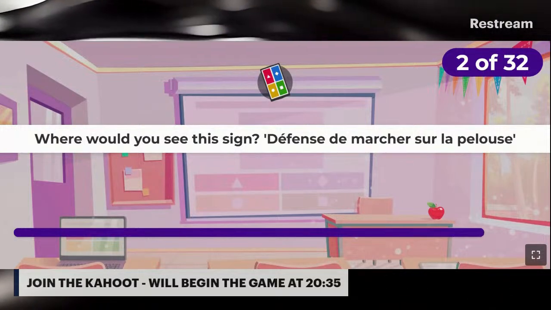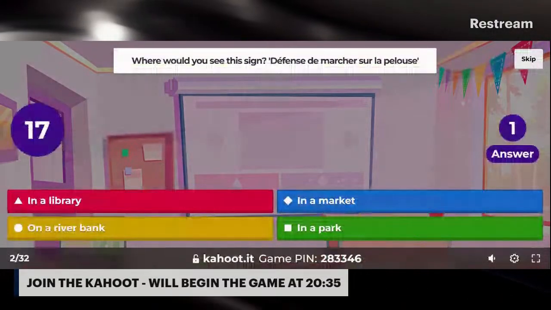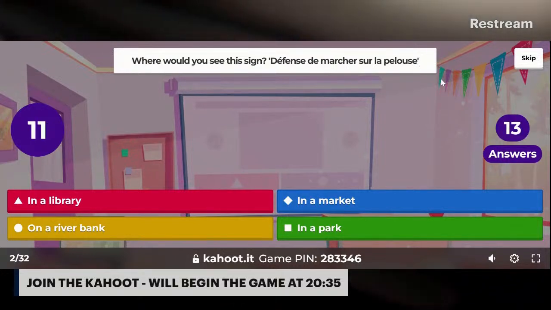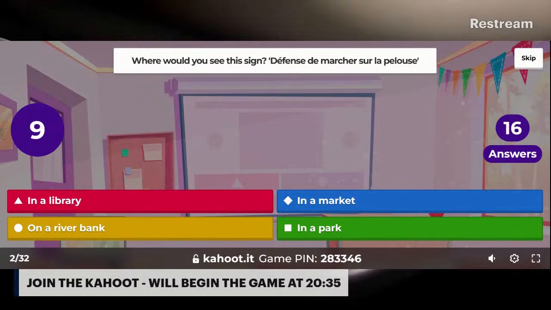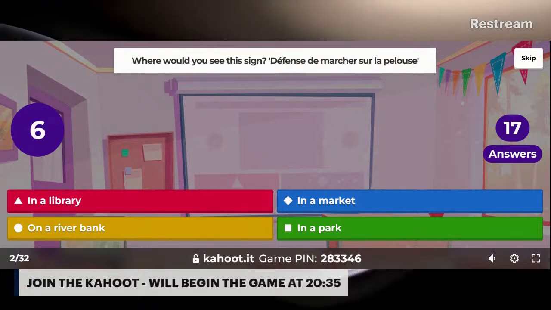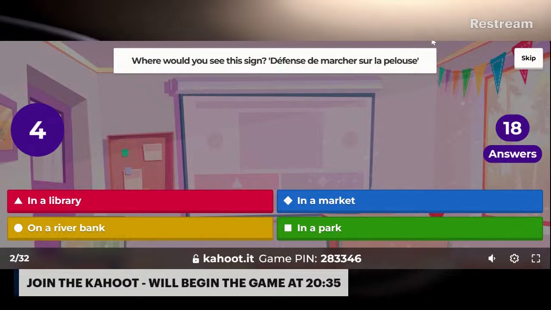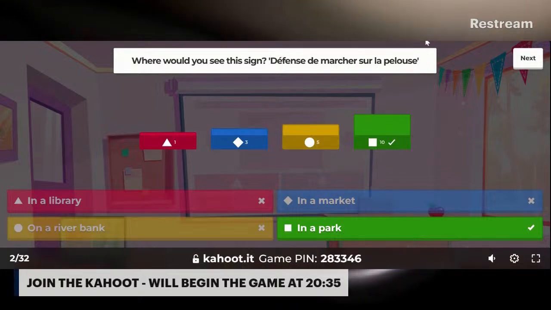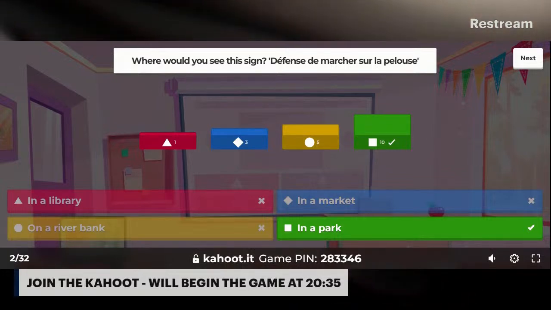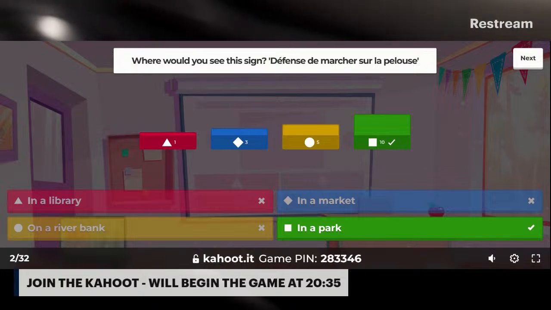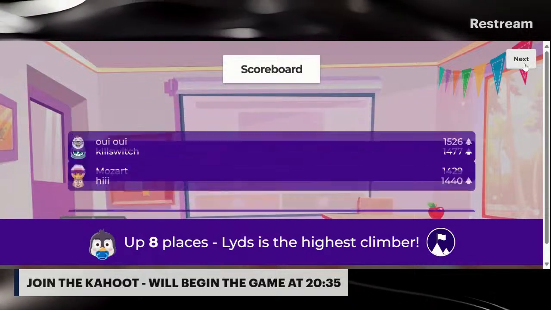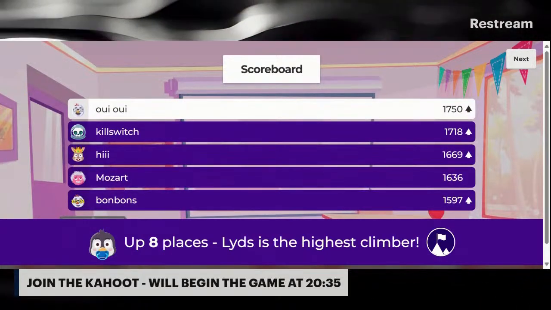Where would you see this sign? Défense de marcher sur le pelouse. It's a hard one. A lot of people are answering though. Let's see. So the answer is in a park. I guess you could have put 2 and 2 together and thought, do not walk effectively on the grass. Okay, it's changed. Oui, oui is at the top.